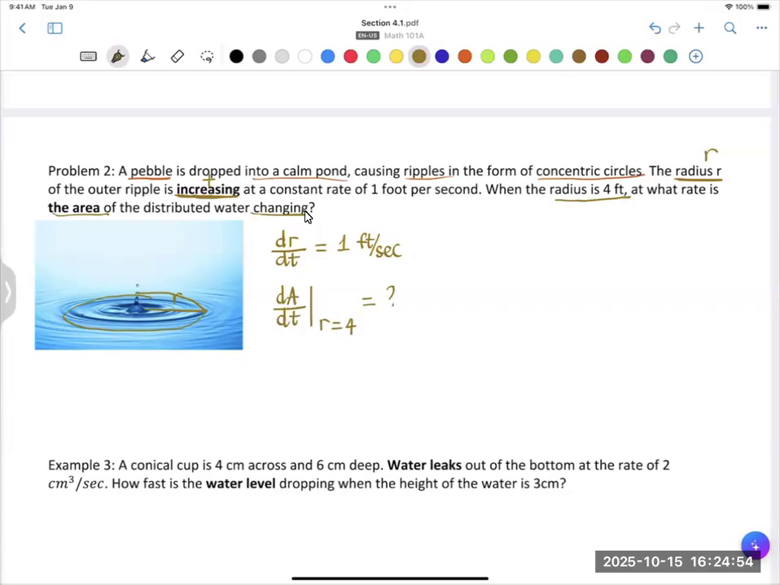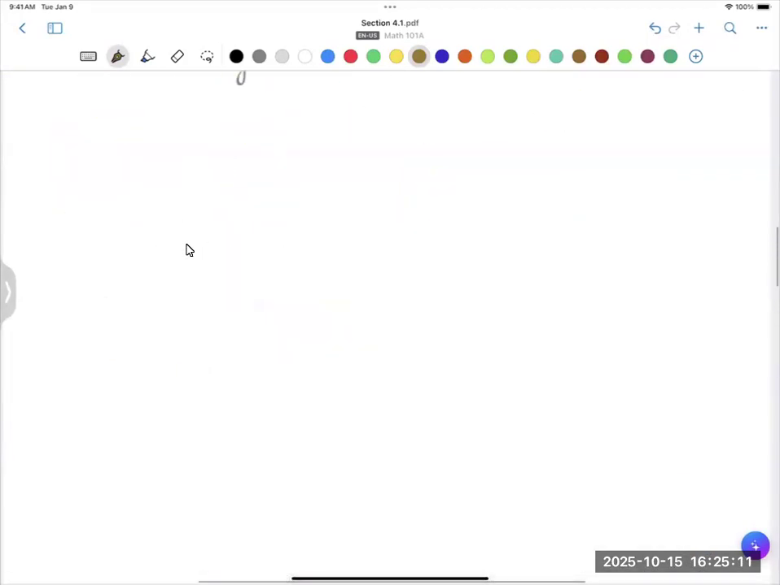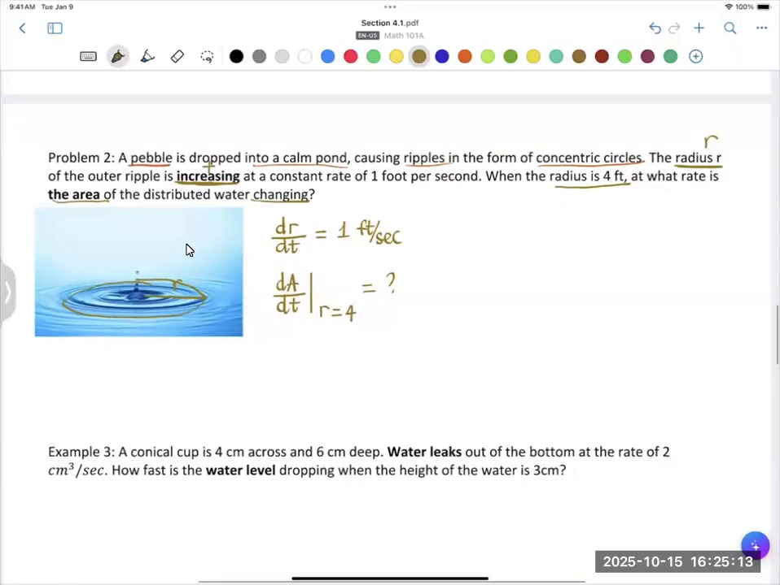Okay, so in this case, because our water makes a concentric circle, what is the area of the circle? We have to go back to our formula. Yes, the area of the circle is pi r squared. So we're going to write that formula down. The related equation will be A equals pi r squared.